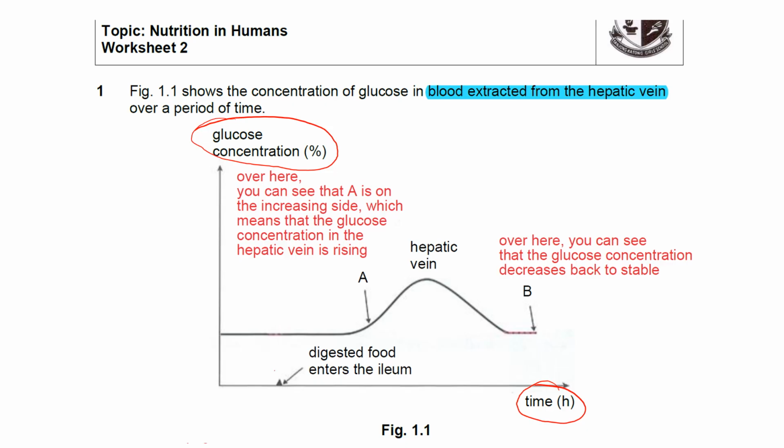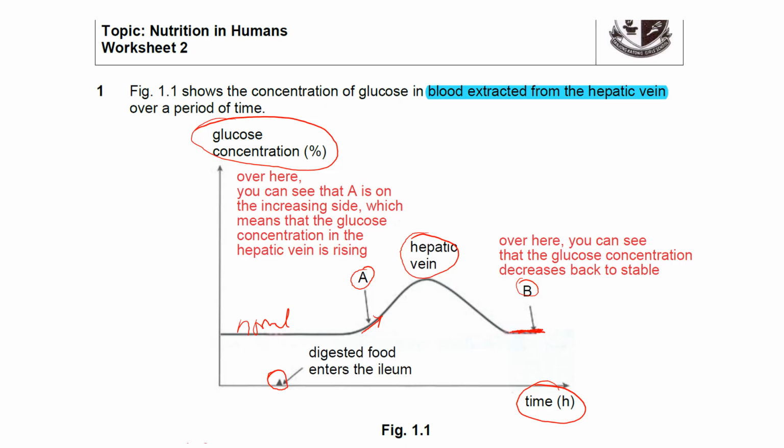There is a mention here that digested food is entering the ileum. Then you have A, which is showing the increase in glucose concentration happening in the hepatic vein of the liver. And finally you have B, which shows that the glucose concentration has come back down to normal. This is of course inferred as normal.